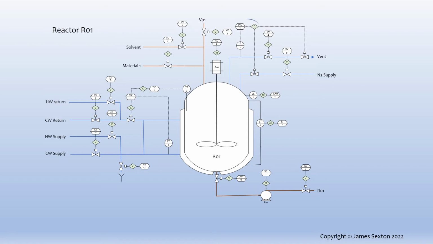Regulatory control, normally PID loops, are also a form of basic control. Another common type of basic control is an interlock. For example, it is common to close inlet valves if a vessel high level is detected.